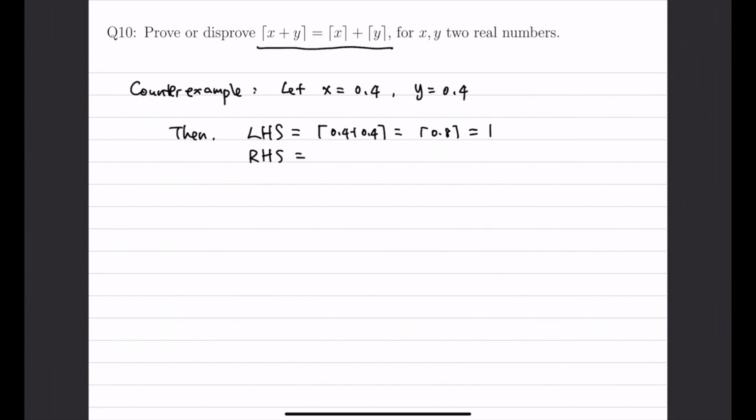However, the right-hand side of the identity is equal to the ceiling of 0.4 plus the ceiling of 0.4, which is equal to 1 plus 1, and it's 2, and it's not equal to the left-hand side. And therefore, this identity does not hold.